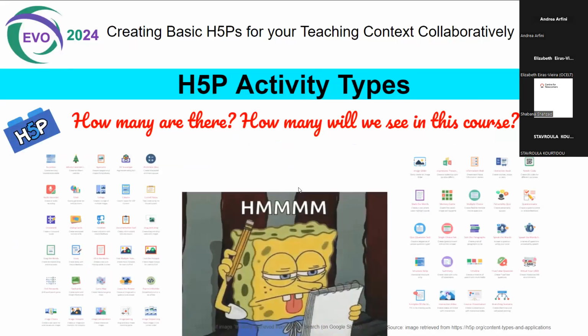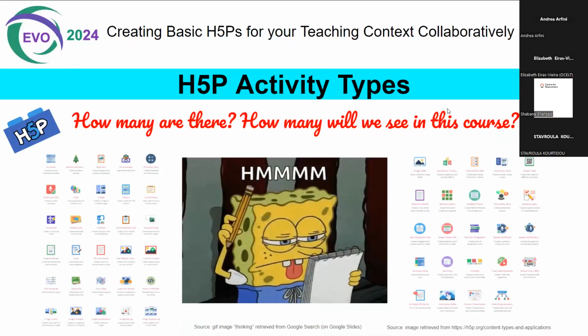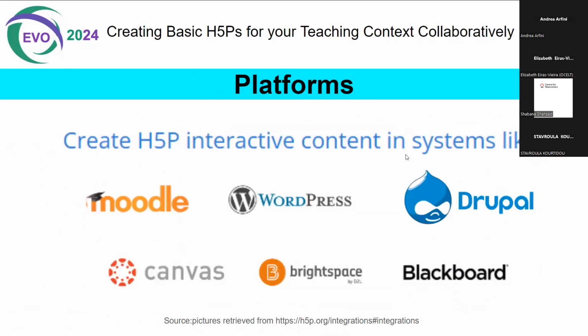Now, how many H5P activities are there? Well, there are 54 so far, but we won't see all of them in this course. Let's go to the next slide. So which platforms run H5Ps?